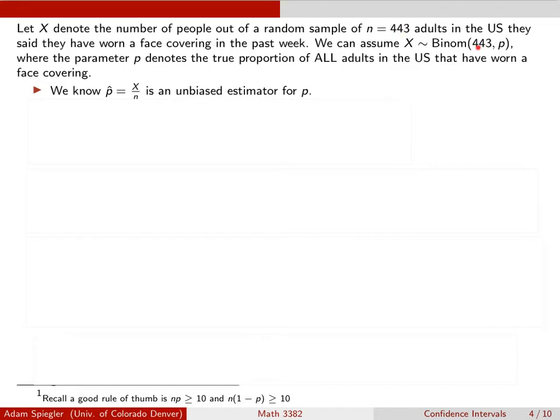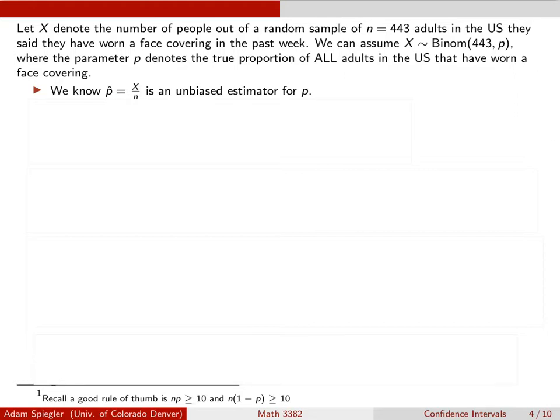So we know how many people are in our sample, but what we don't know is the proportion of all adults in the US that said they had worn a face covering in the previous week. So the p is unknown. But we've got our sample, and from our sample, if you recall, we found that 55% of the sample did wear a face covering in the previous week. So that sample proportion, we've shown in general, is an unbiased estimator. So that would be a good place to start.